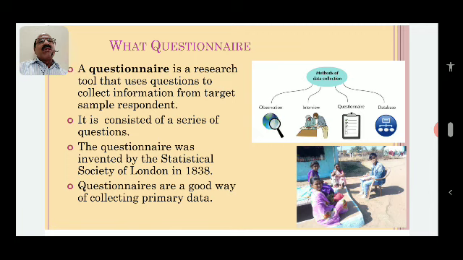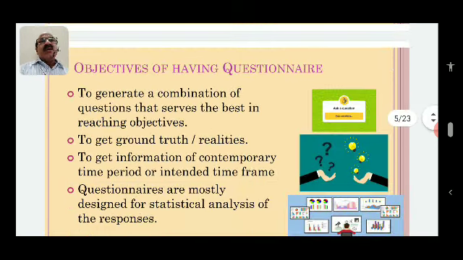Then the questionnaires are a good way of collecting the primary data. When you go to the field, collect directly from the respondent, it is primary. If you are getting from other sources, then that is secondary. Then why do we go for questionnaire? What are the objectives of having a questionnaire? It's basically, essentially, to generate a combination of questions that serves the best in reaching the objectives.